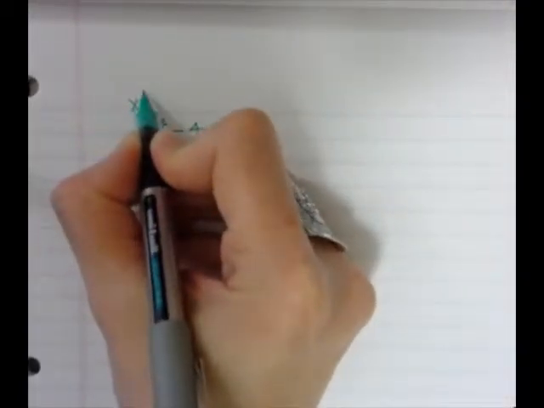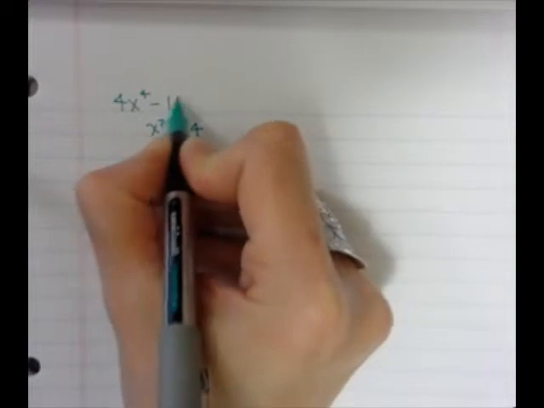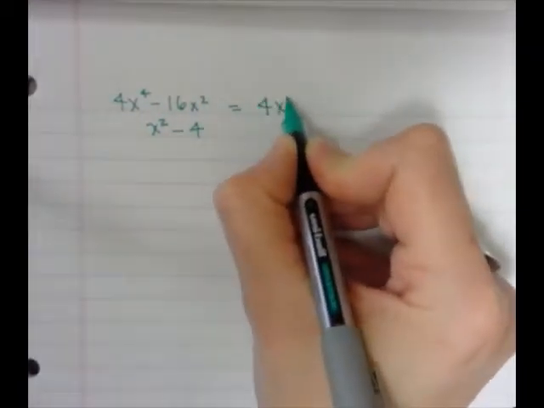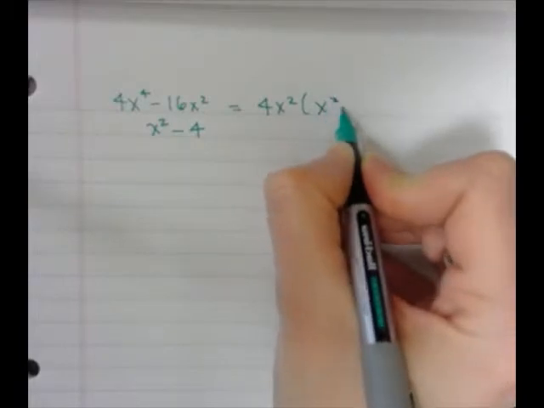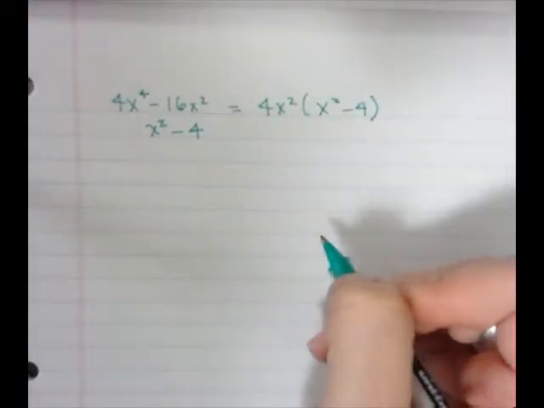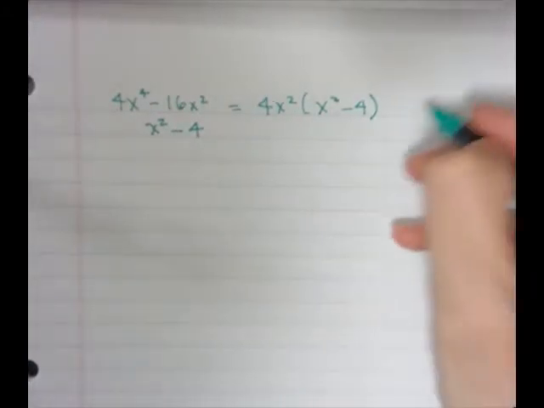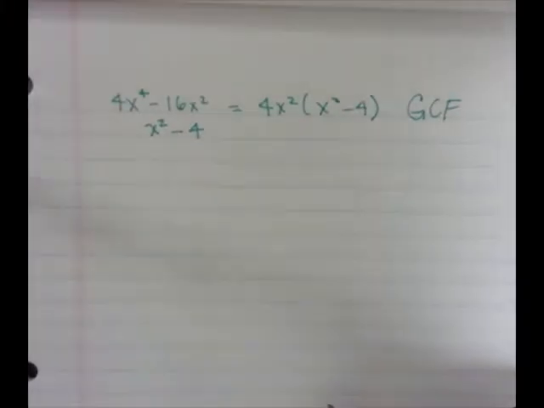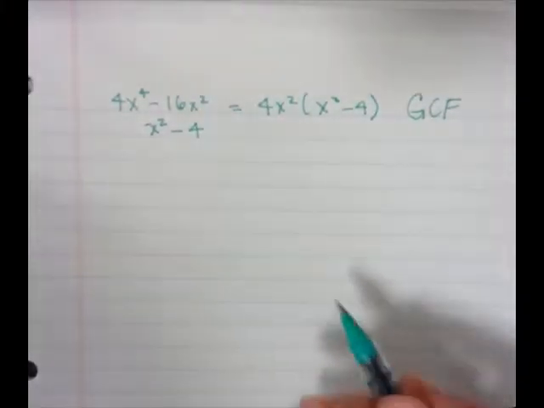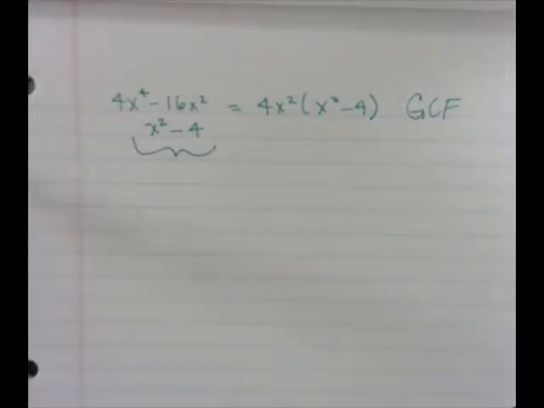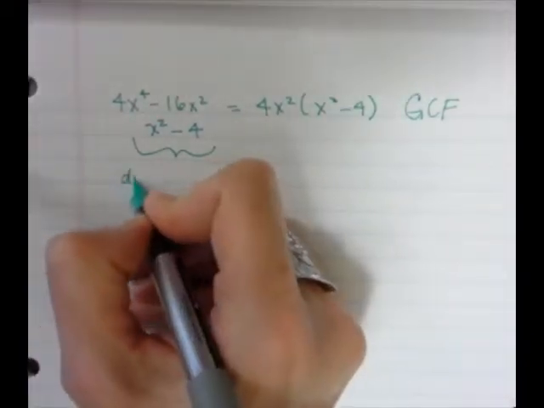We started with 4x to the fourth minus 16x squared, which we realized that we could make 4x squared times x squared minus 4. And that's partially factored, but it's not completely factored because we did our first step, GCF, we did that, but we need to keep looking. And so this should be very kind of familiar to you. This is something we call the difference of two squares.